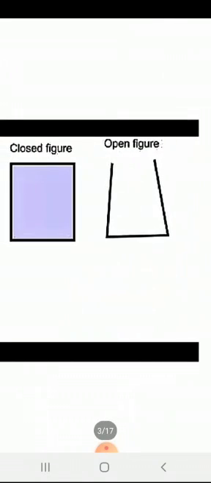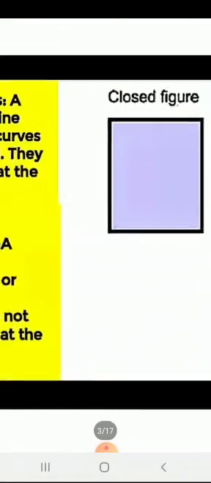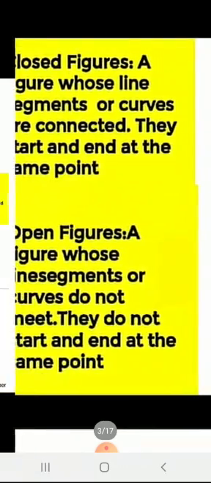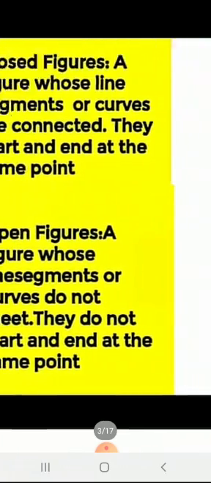See the next picture here, one end is open. It was starting at one point and ending at the other point. So we'll say this is an open figure. What is an open figure? A figure whose line segments or curves do not meet. They do not start and end at the same point. Observe here, they are starting at one point, ending at the other point. So we say it is an open figure.